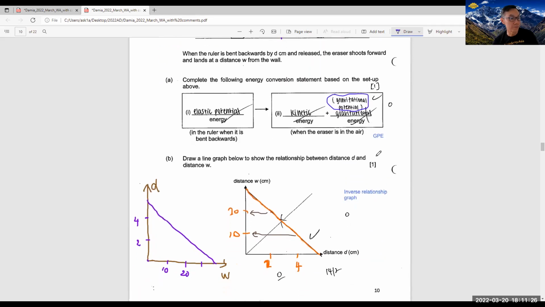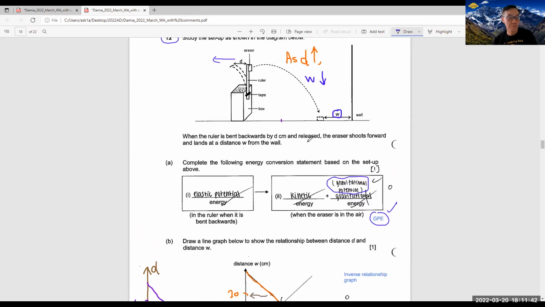So it's important. And another instance here, wrong use of keywords. So instead, this should be the correct word. Gravitational potential energy is not gravitational energy. So there's a missing word potential there. So how to overcome this problem?